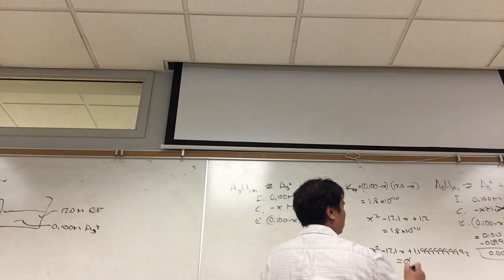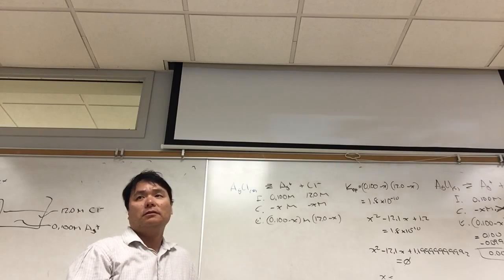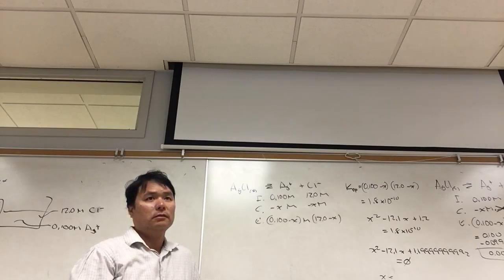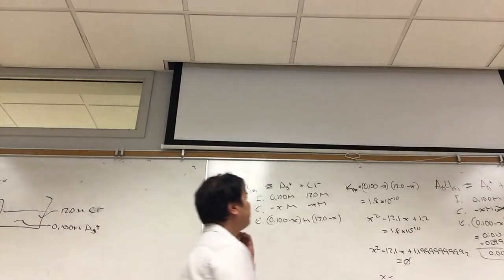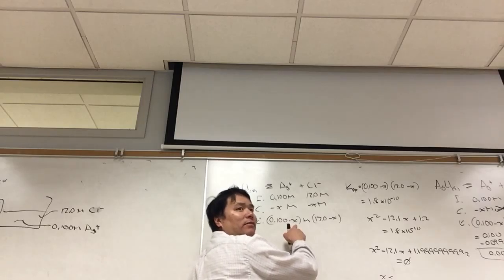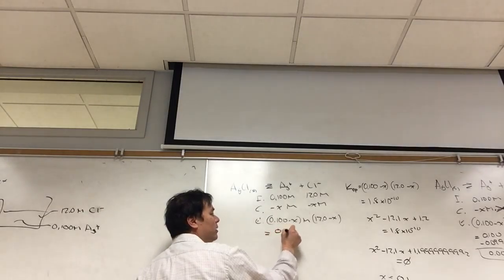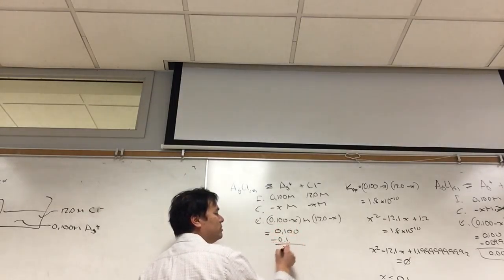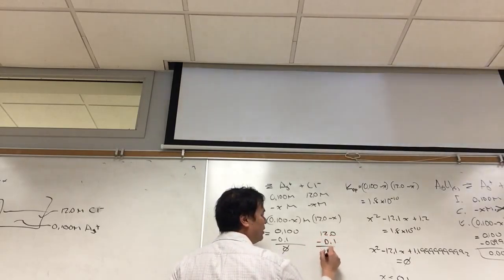is equal to 0. And so what does x come out to? Okay, what? Okay. It can't be 12 because that would give me a negative. So x is equal to 0.1. And so it worked, right? This is equal to 0.100 minus 0.1, which equals 0. And this would be 12.0 minus 0.1, which would be 11.9.